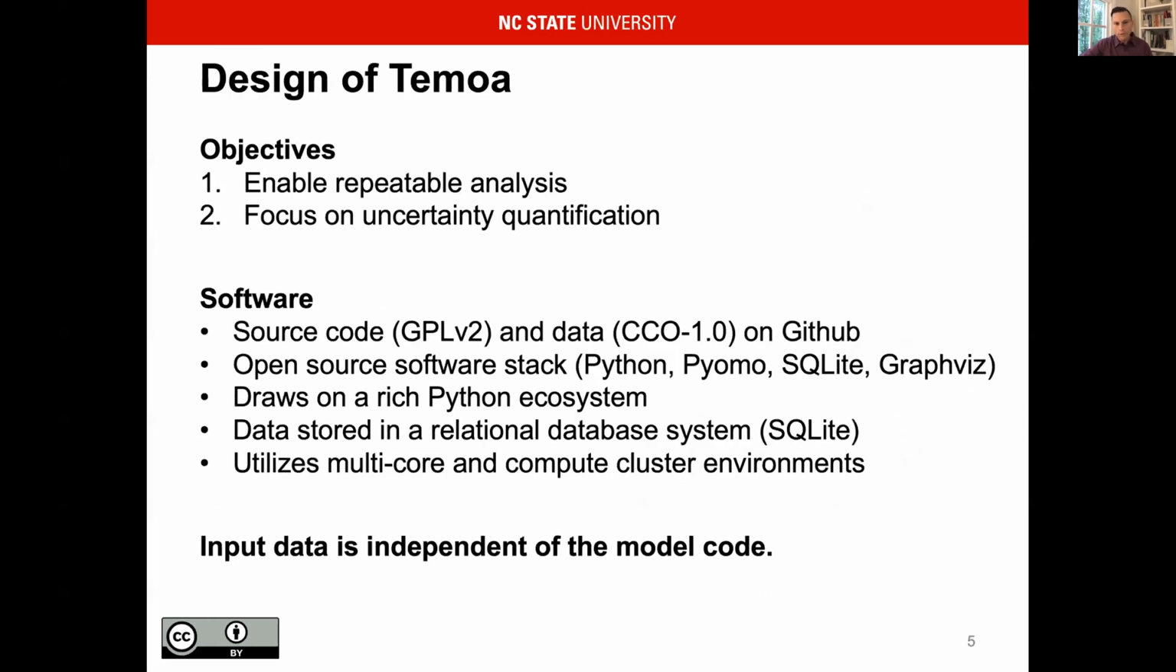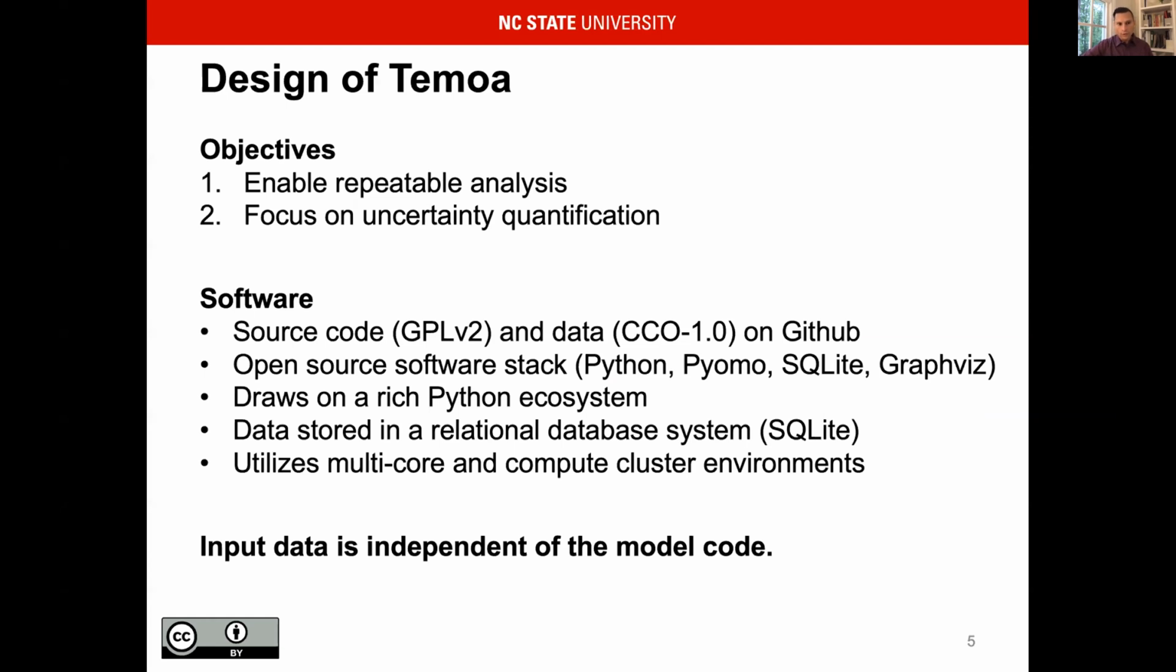We designed TOMOA, we've been working on this for about a decade. We wanted to enable repeatable analysis, and that meant making the source code and the data both open source and publicly available so that third parties could take it and actually replicate our work. And the other thing is we really wanted to focus on uncertainty quantification. Instead of just running a few scenarios, coming up with more rigorous ways of assessing future uncertainty.